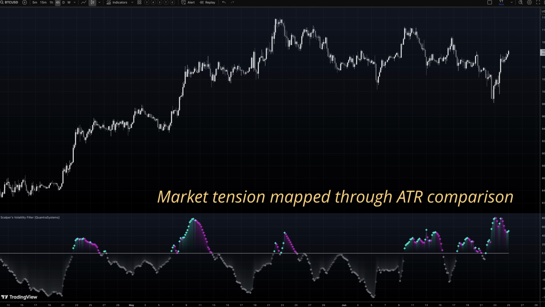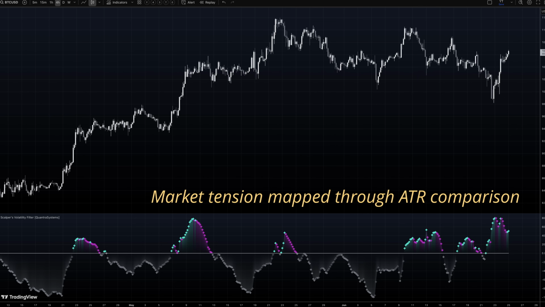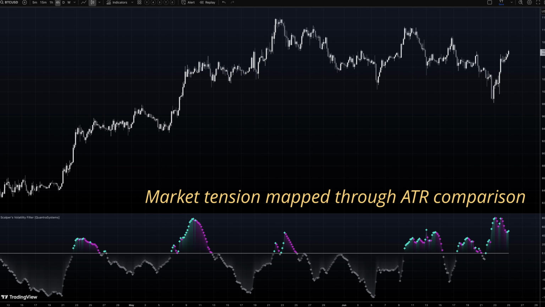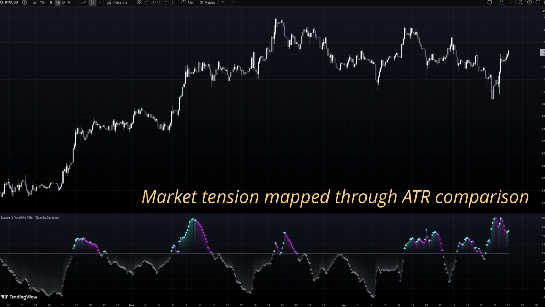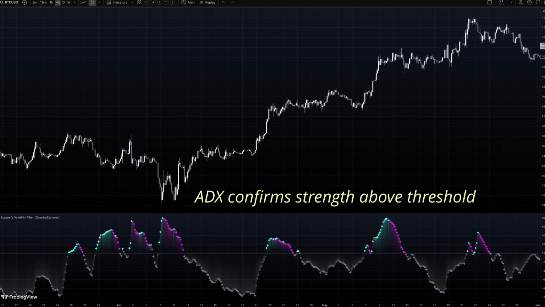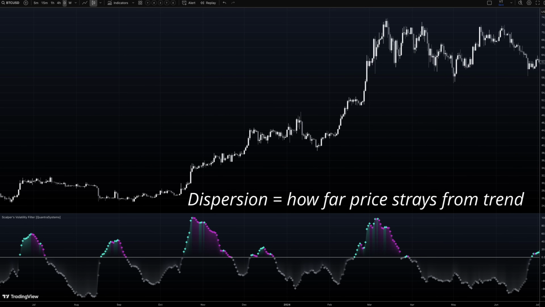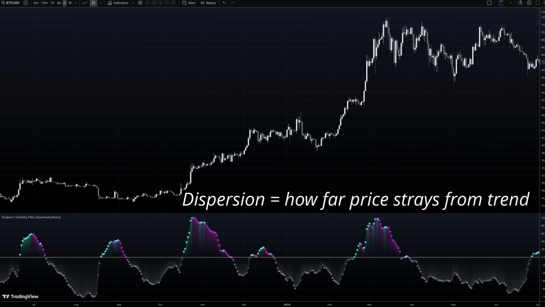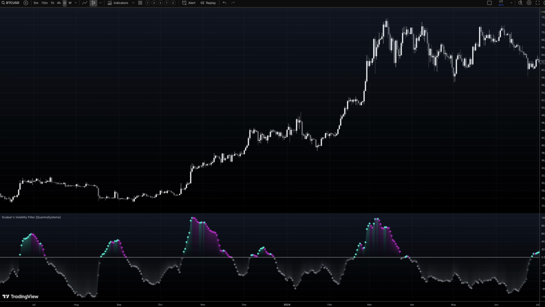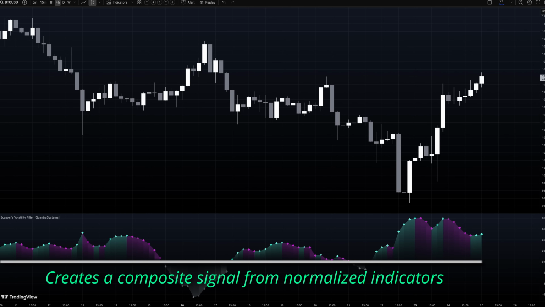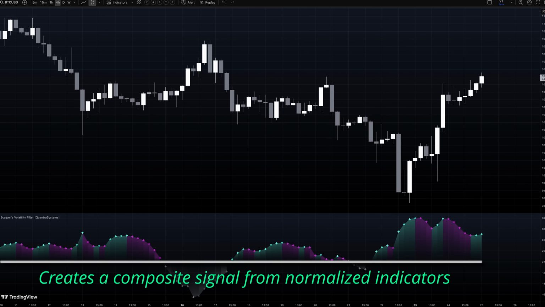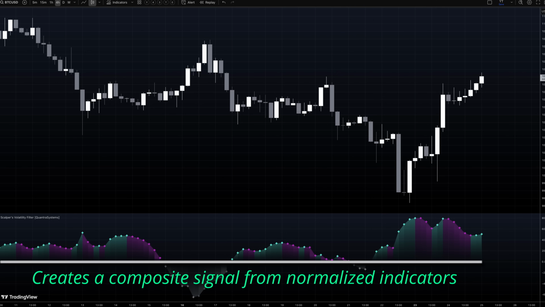The modified Damiani voltmeter compares different ATR periods with standard deviation ratios to measure market tension. The ADX component evaluates directional movement strength relative to a baseline threshold. Linear regression dispersion calculates price deviation from trend lines, measuring how far actual prices stray from expected linear progression. These three components undergo normalization processing before being averaged into a single volatility signal.